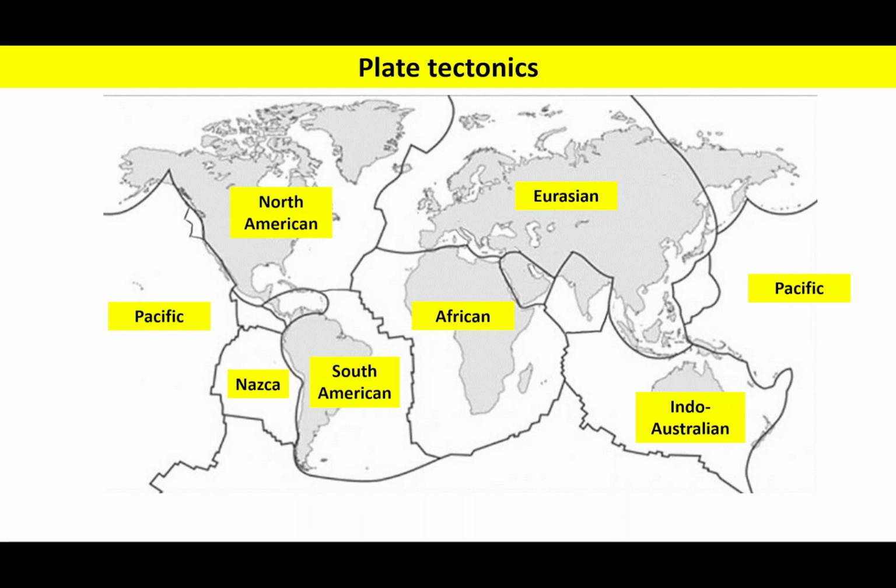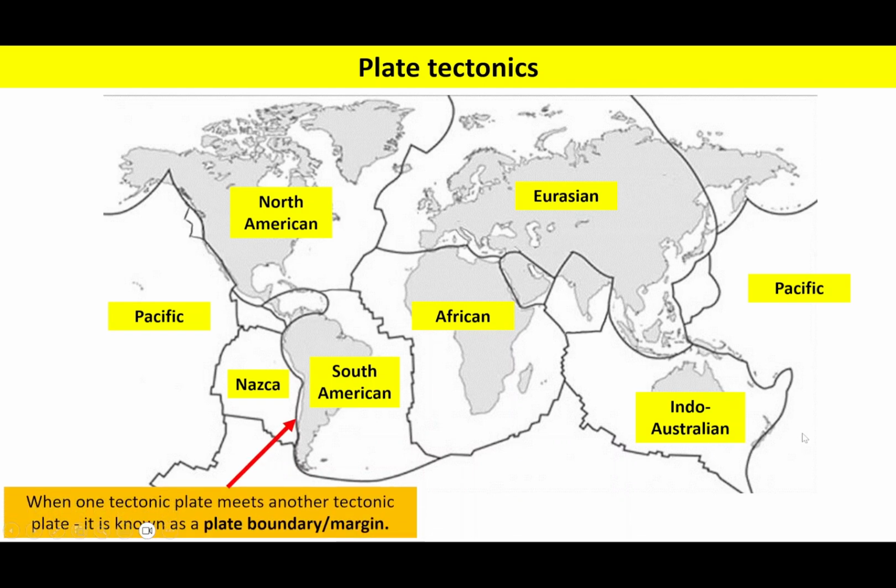Mostly the easiest way to remember them is through the continents. So can you see you've got the North American plate, you've got the South American plate, you've got the African plate, and then you've got the Eurasian plate, which is a combination of Europe and Asia. Can you see on the bottom right hand corner, you've got the Indo-Australian plate. That's basically India and Australia combined. Then you've got the Pacific Ocean on either side, so that's called the Pacific plate.